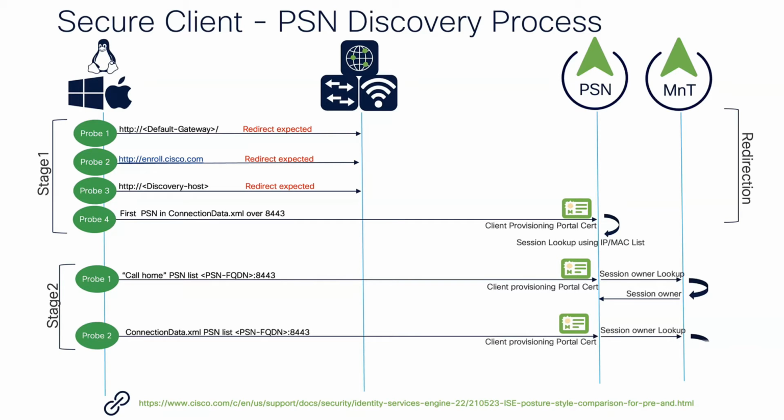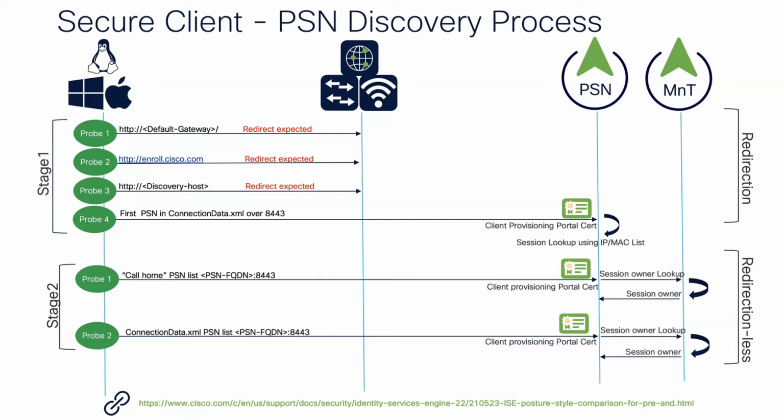Stage 2 involves two probes, probe 1 and probe 2. Probe 1 is to contact the specific PSN configured under the call home list. Probe 2 is initiated when probe 1 times out. What does it mean? Probe 1 and probe 2 are sequential. So when probe 1 doesn't get any response back, that's when probe 2 is initiated. Probe 2 says, okay, I haven't heard anything, I haven't got anything from the call home list, nobody was giving me any response.